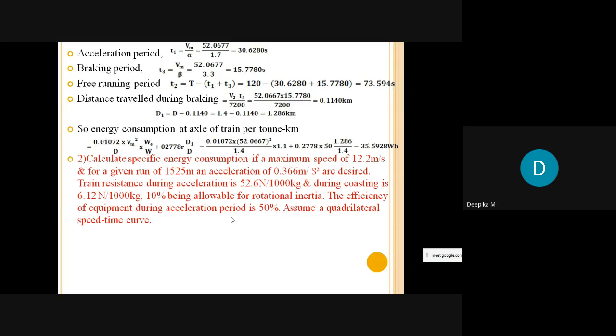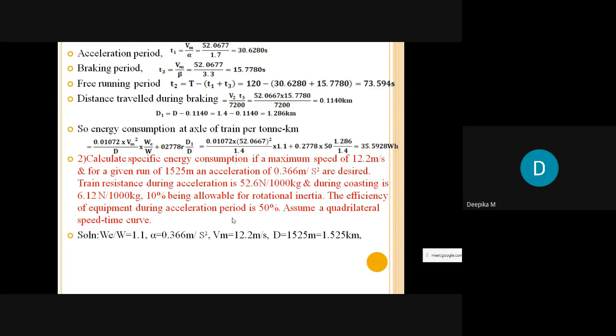To calculate the specific energy consumption, we have to calculate the specific energy output first. To calculate the specific energy output, we have to calculate the total energy required during the run. Then to calculate the total energy required during the run, we have to calculate the tractive effort. So therefore, we will be going step by step. Let us list out the data.